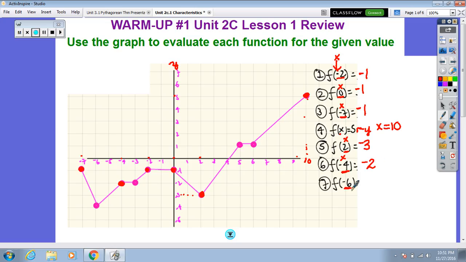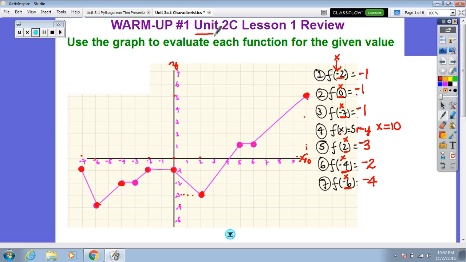For this one, I also gave you x. So we go to where x is -6, which is right here. Find the dot, and what is the y value? -4. So this is just a review of evaluating a function using a graph. Looking at your CDA score, surprisingly, people miss this, and this should have been one of the easiest components of your CDA. So this concludes the warm-up, and you are moving on to Unit 2C today.